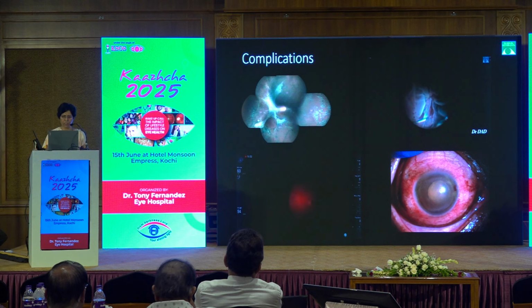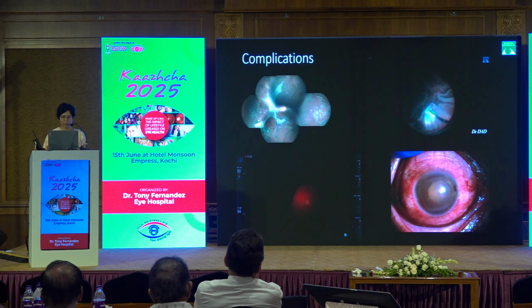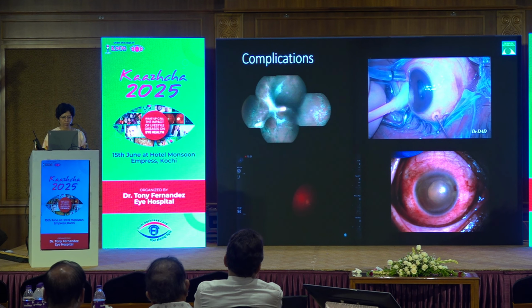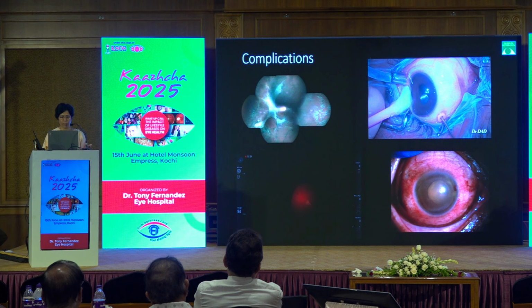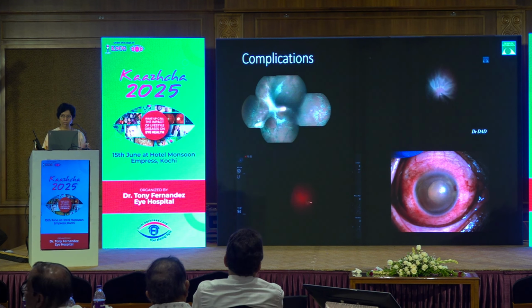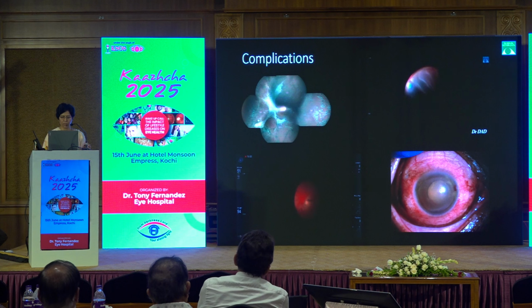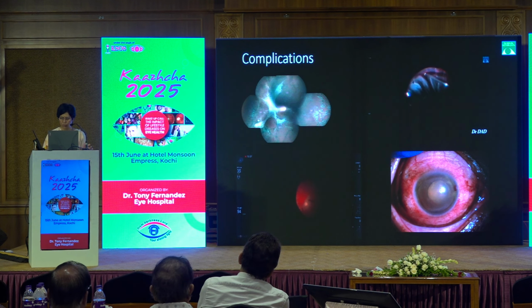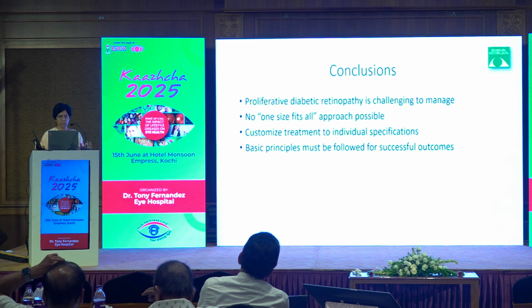There are various complications of proliferative diabetic retinopathy and vitrectomy, which I need not go into detail, but you can have reproliferations, recurrent RDs, recurrent vitreous hemorrhage, and NVG. By no means is this an exhaustive discussion of proliferative diabetic retinopathy. I am sure there are many more points to discuss.